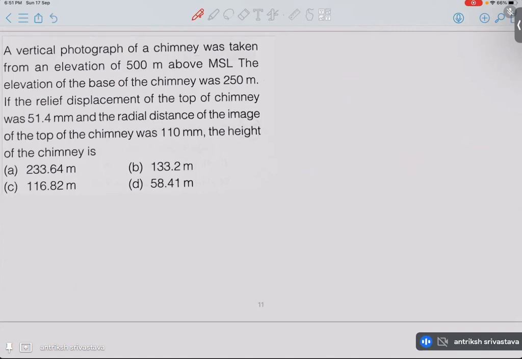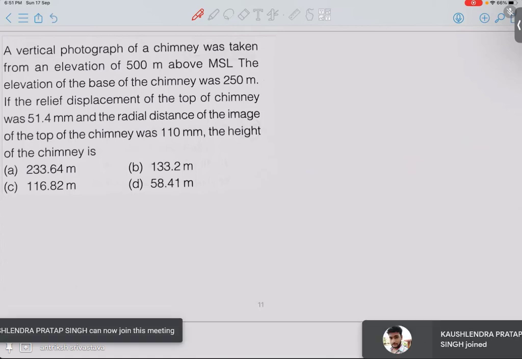A vertical photograph of a chimney was taken from an elevation. A little bit late, but someone wants to join, so we'll add them.